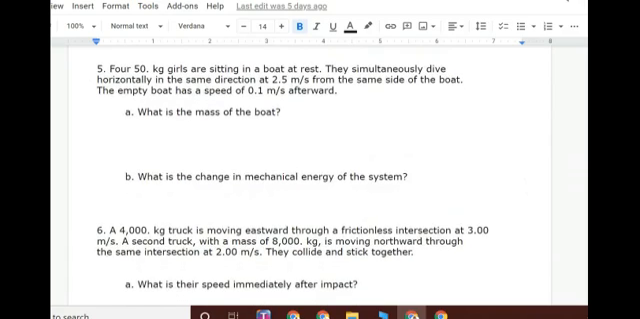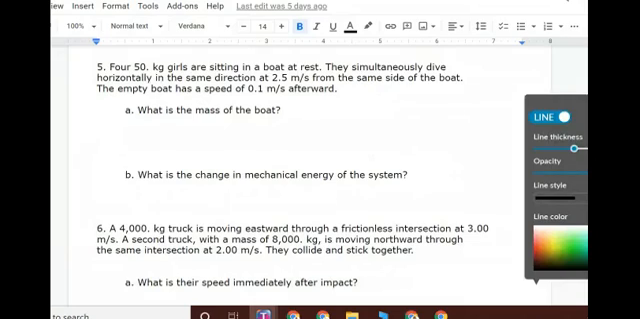Oh, this one's a beauty. Let's slow down on this one, because the other ones are kind of obvious. Four girls, each of them 50 kilograms, are sitting on a boat. The boat's at rest. They're at rest. They simultaneously dive horizontally in the same direction at 2.5 meters per second on the same side of the boat. What's the boat going to do? Because Newton said so, it's going to go this way: action, reaction. Girls apply force on the boat, the boat applies force on the girls, an action-reaction pair. The empty boat has some speed. What's the mass of the empty boat?